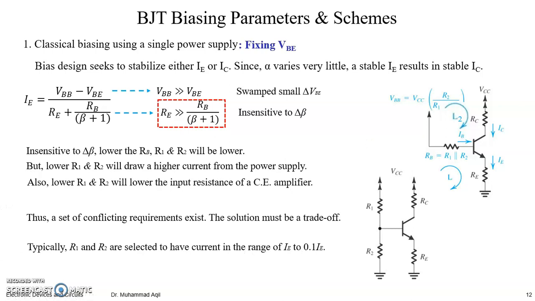This one is only for the common emitter amplifier. The typical solution for this is we select R1 and R2 so that we have current through these two resistances in the range of IE to 0.1 of IE. If we fulfill this requirement for the selection of R1 and R2, we are having a good trade-off solution with this constraint fulfilled. So with compromise, and this one also.